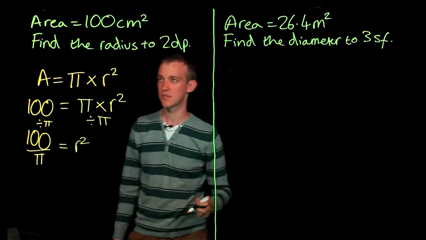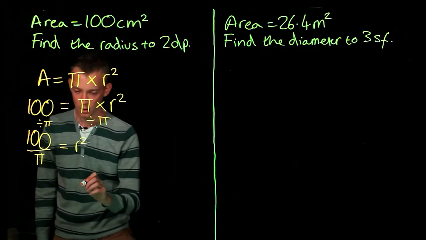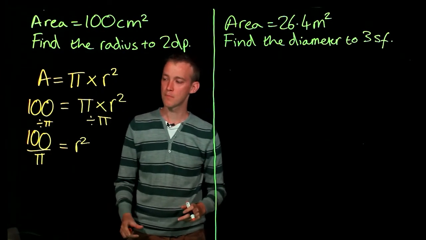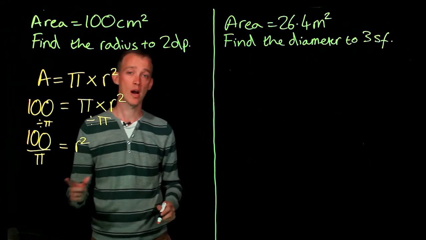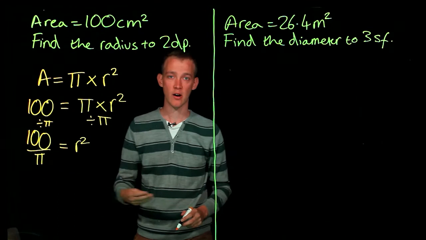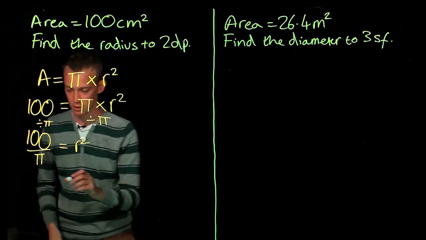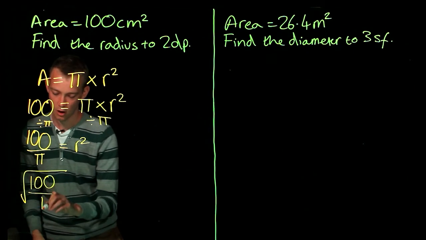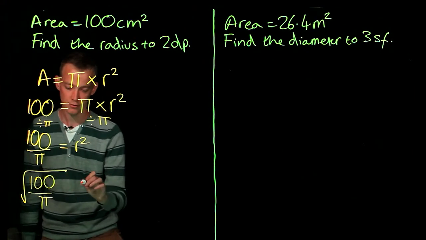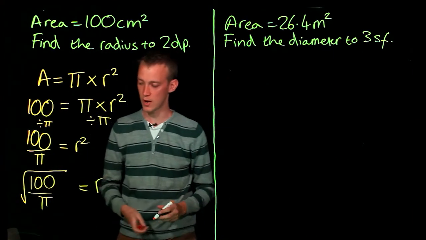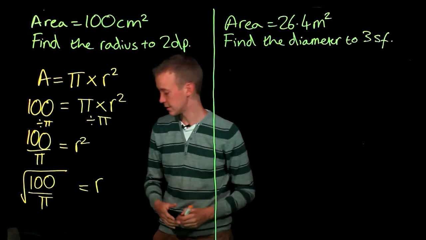I'm one step closer to finding the radius now. Now I've got 100 divided by pi equals the radius squared. Well, I'm going to need to square root both sides here, because if I've got radius squared, the opposite of squaring something is square rooting it. So if I square root both sides, on the left-hand side I've got the square root of 100 over pi, and I've got the right-hand side equal to r, because the square root of r squared is r. So now I've got my radius.